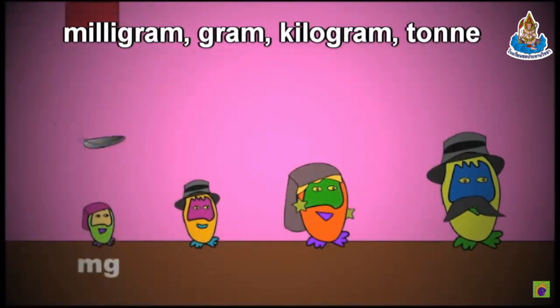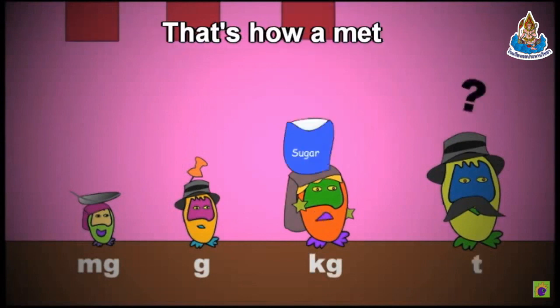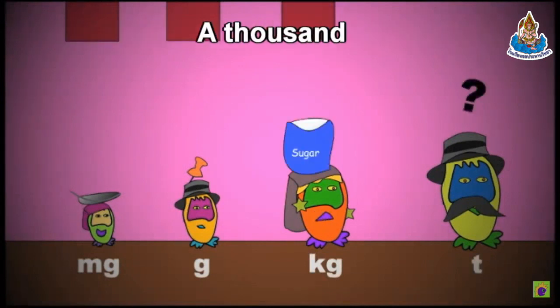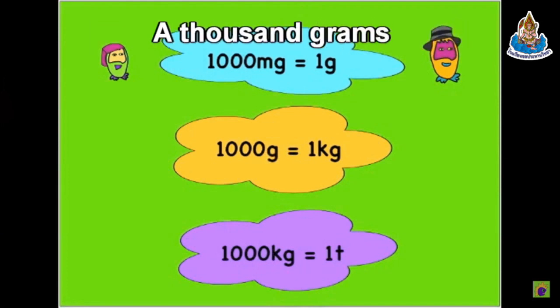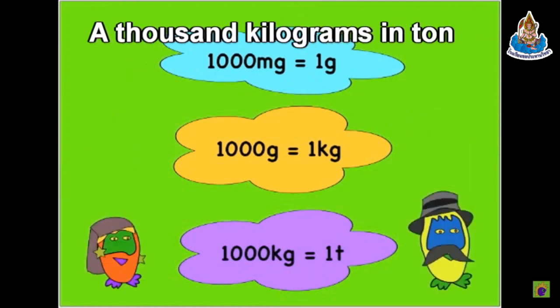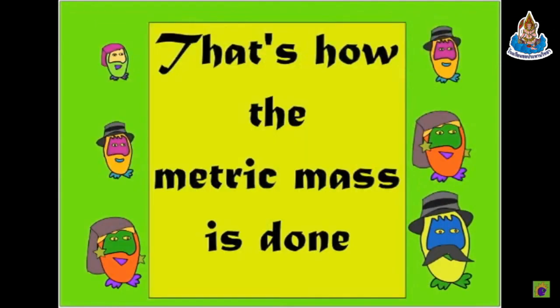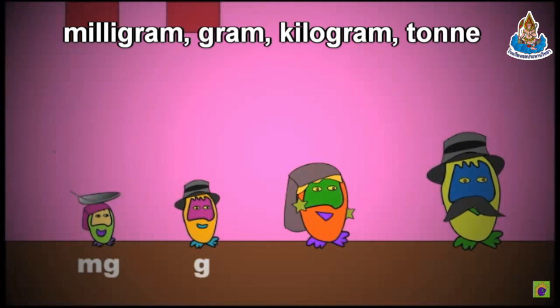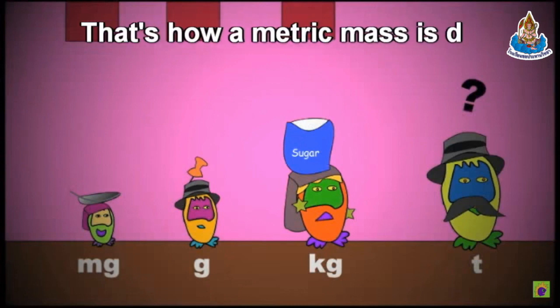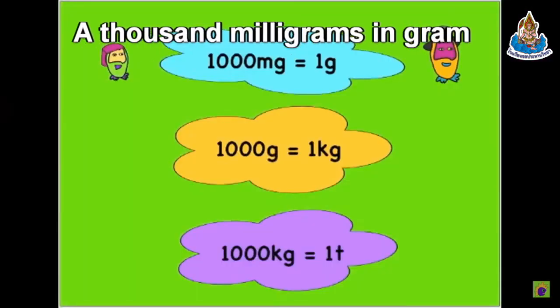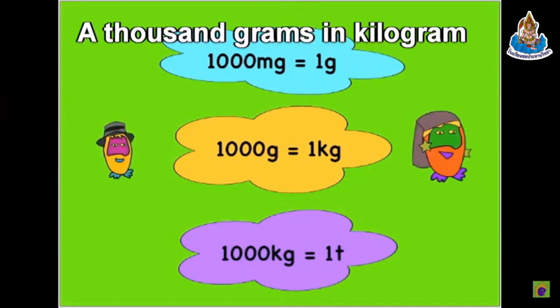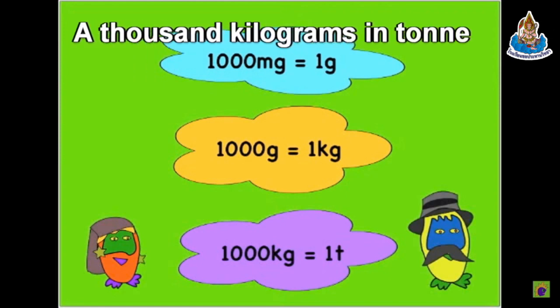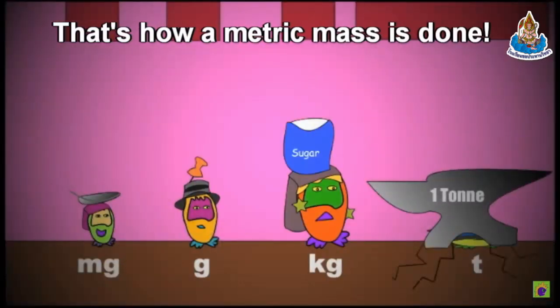Milligram, gram, kilogram, ton. Let's have a metric mass is done. 1,000 milligrams in a gram. 1,000 grams in a kilogram. 1,000 kilograms in a ton. Let's have a metric mass is done.